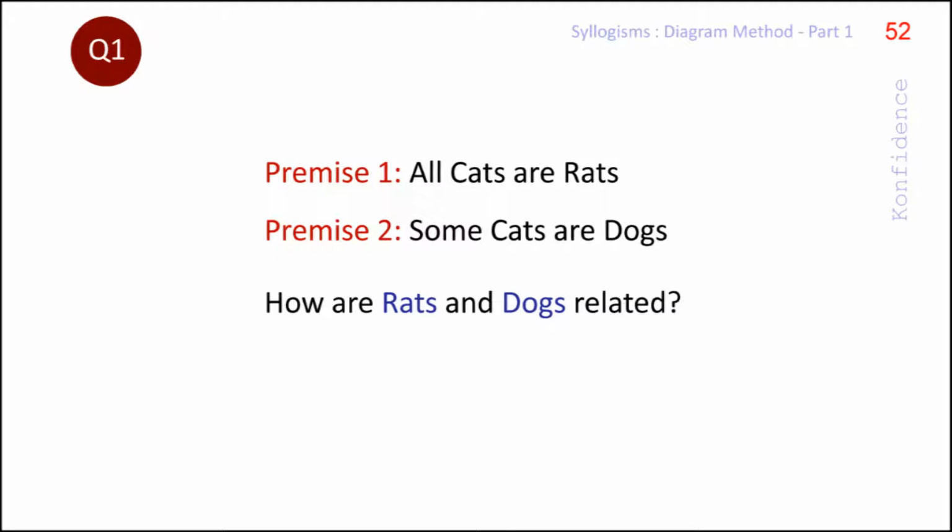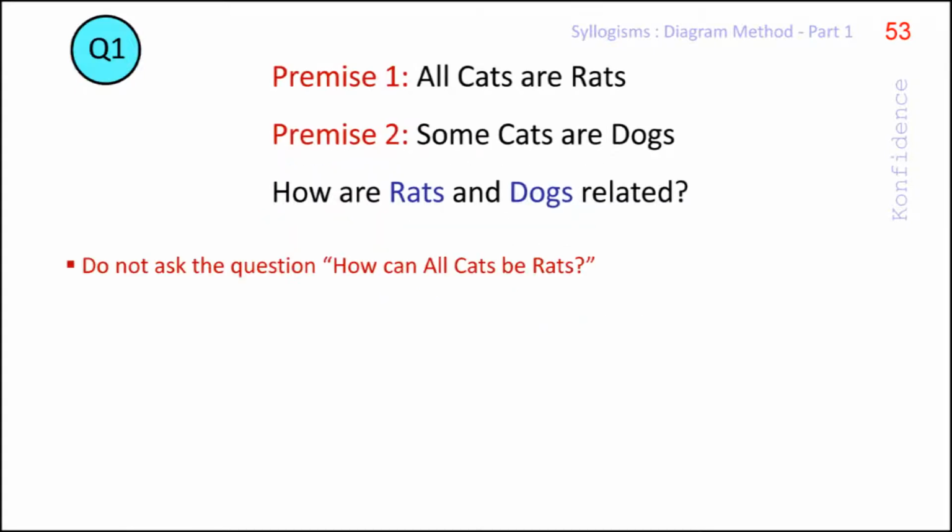Look at question Q1 given in the slide. The two statements or premises given are all cats are rats and some cats are dogs. Based on these, we need to find the relationship between the categories rats and dogs. Before we see how to address this question, a few things need to be noted. Here, please do not ask the question, how can all cats be rats?